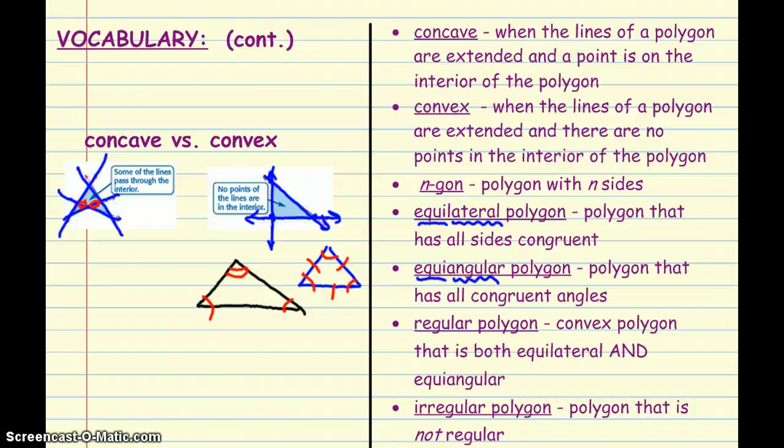And then the last two terms, a regular polygon is a convex polygon, so it's like this one here. And not only is it convex, but it's equilateral and equiangular. So actually, this triangle would be considered a regular polygon, and it's because it has equilateral sides and equiangular. And then the last but not least here is that an irregular polygon is one that's not regular. And again, in order for it to be regular, it needs to be convex, equilateral, and equiangular. So all three things have to be true. Otherwise, it's irregular.